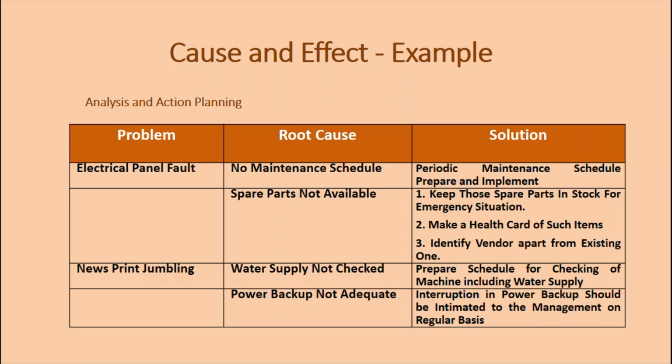So in this example, we have seen how the main problem has been dissected into sub problems, and then we get the root causes of each sub problem, and then the solution for each root cause. Once we implement all the solutions, we will be able to reduce the delay in printing time. So we have seen how we can get the root cause with the help of cause and effect analysis. So this was about cause and effect analysis.